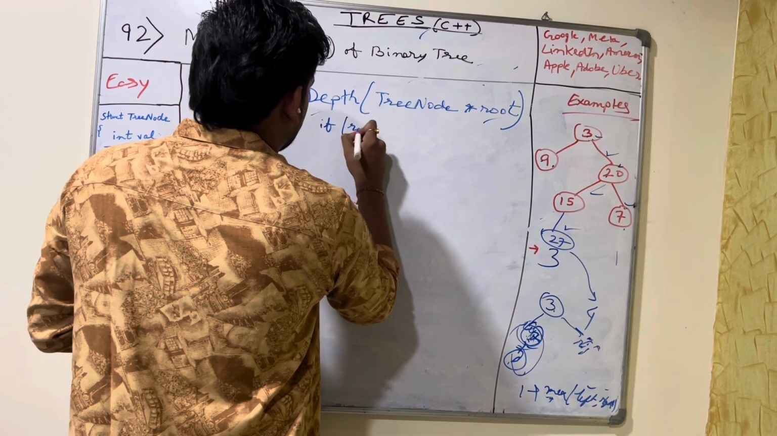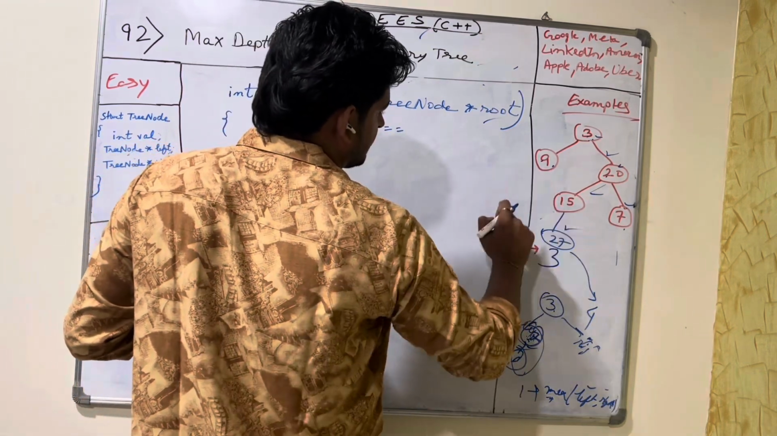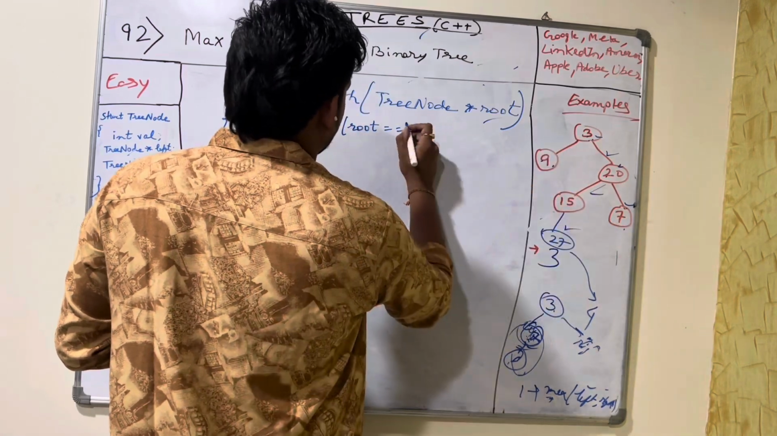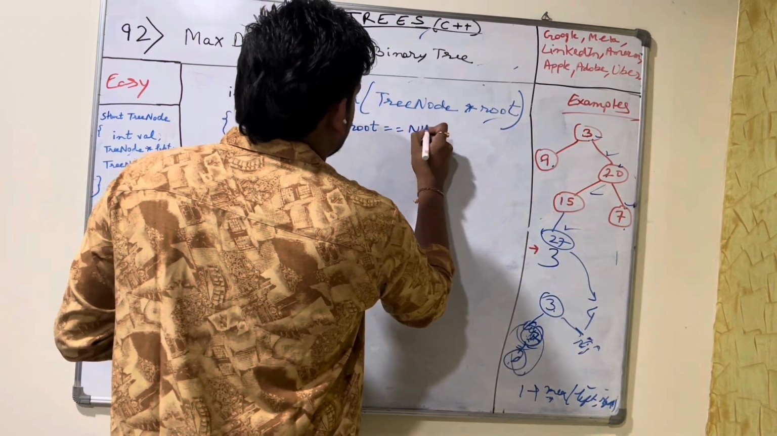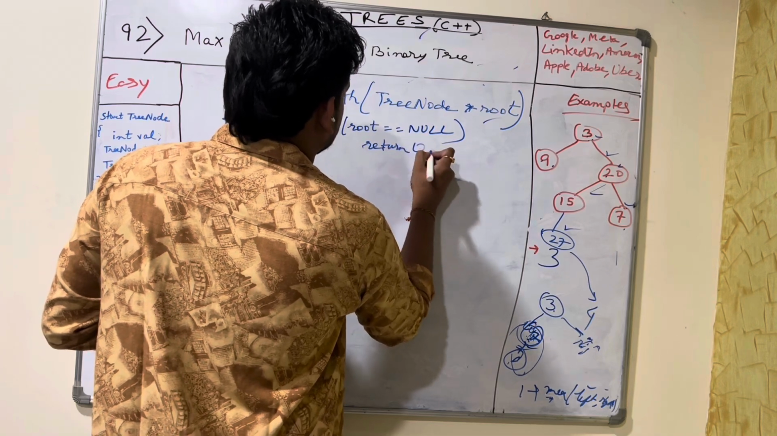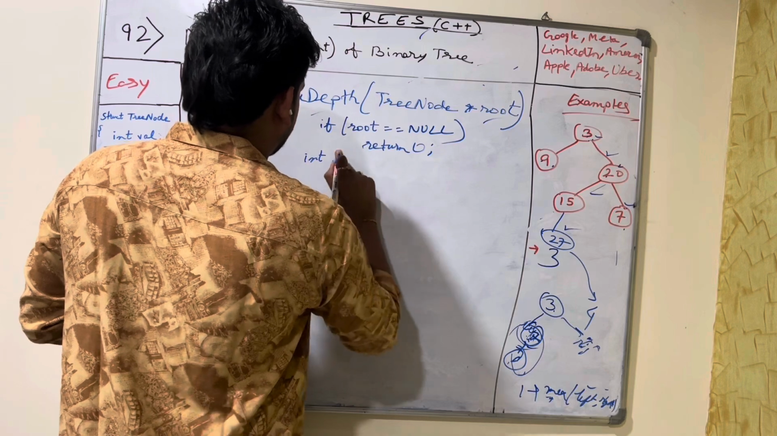So what we do: if root equal to null, so if there was no element or if this doesn't have anything, it should return 0. If nothing is given as root, if root is null, we return 0. Then we take a left, say we define a left.